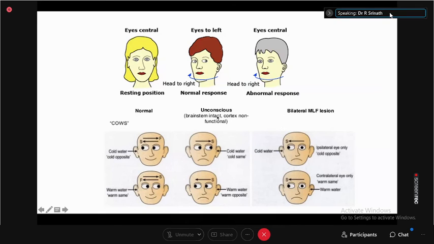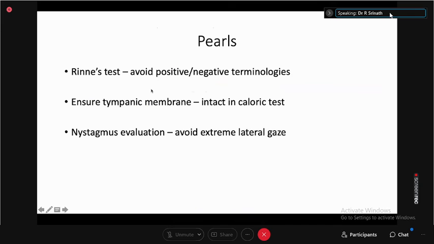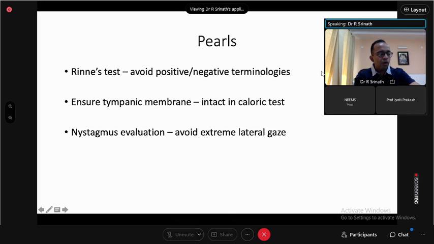Whereas whenever there is any brainstem abnormality or the cortex is non-functional, it may be reversed or there may be no response. So here, certain books say Rinne is positive for a normal and Rinne is negative for an abnormal. It is better to say air conduction, bone conduction comparison. And in the caloric test, it is very, very important to ensure that the tympanic membrane is intact. And in nystagmus evaluation, as I've already mentioned, one should avoid extreme lateral gaze.